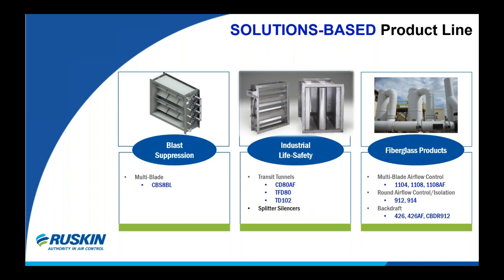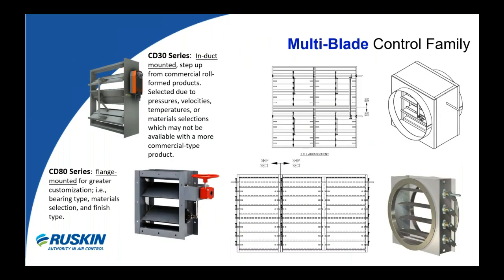Ruskin's multi-blade air control products include the versatile in-duct mounted CD30 series dampers. The CD30 series is characterized by a narrow 3-inch deep, 12-gauge galvanized steel channel frame with blade-mounted linkage and stainless steel sleeve bearings which are pressed into the frame. For applications which require shutoff or otherwise low leakage performance, the CD30 series dampers are available with stainless steel jamb seals and a wide variety of blade seal materials such as silicone, EPDM, neoprene, Viton, and even stainless steel, with selection based on airstream temperatures and the corrosiveness of the airstream.